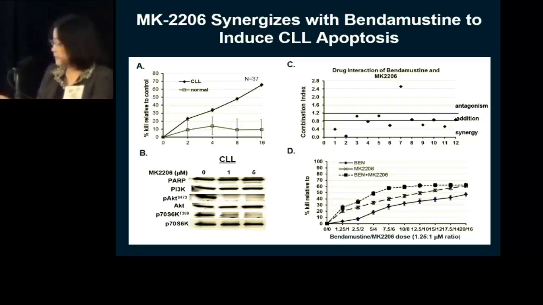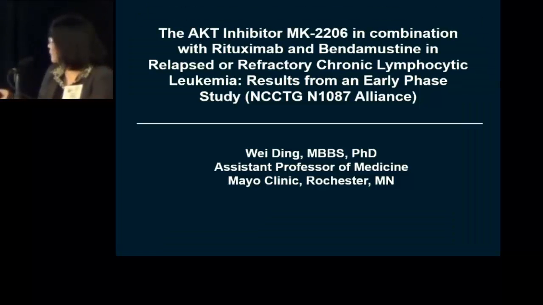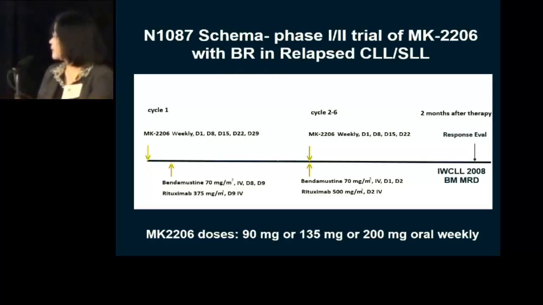Given those data, we subsequently developed this combination in an early phase clinical trial using AKT inhibitor MK-2206 in combination with BR in relapsed CLL patients. I'm presenting this data as more updated data from the ASH 2013 presentation on behalf of my co-investigators. Regarding the schema of this trial, we developed this combination of treatment for a total of 6 cycles. Specifically, this is different from other novel agents in combination with BR. We do not have an extension phase after 6 cycles of the treatment.